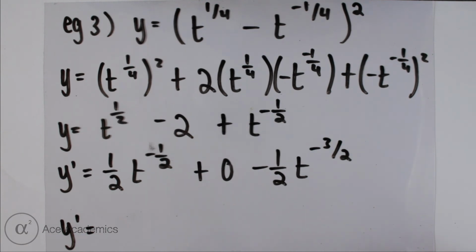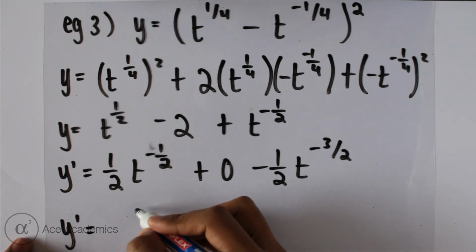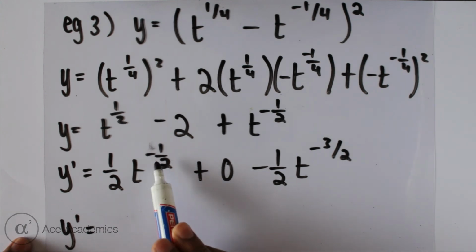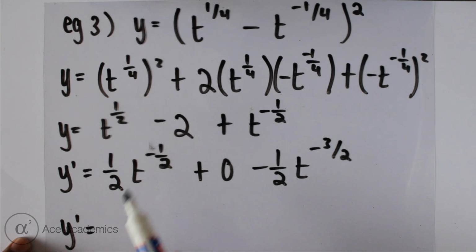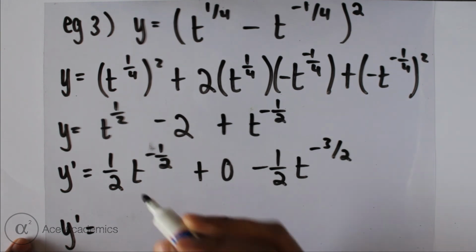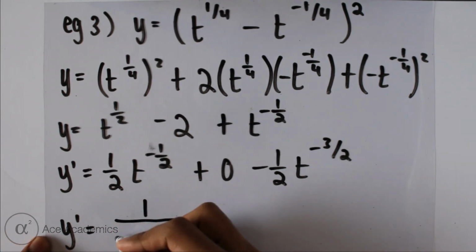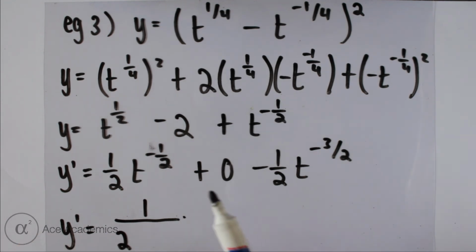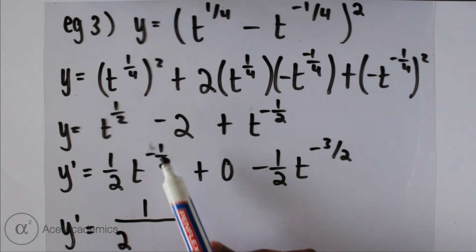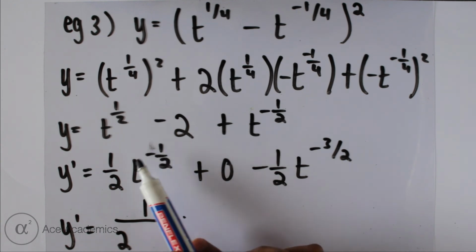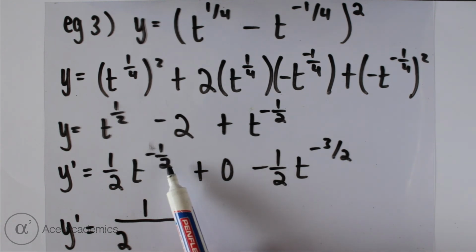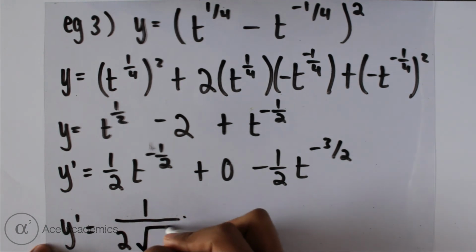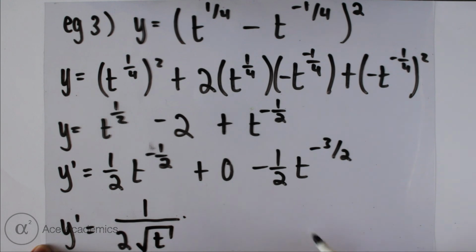This is done just by using our laws of exponents. So the t to the power negative a half, I can take it to the denominator and that will make our exponent positive. And I can simply change it to a root because the numerator is the power of t and the denominator is the power of the root. So this simply becomes the square root of t.